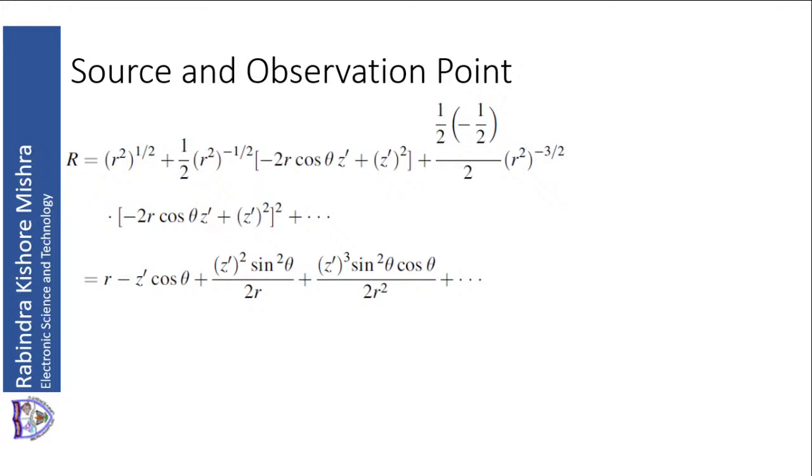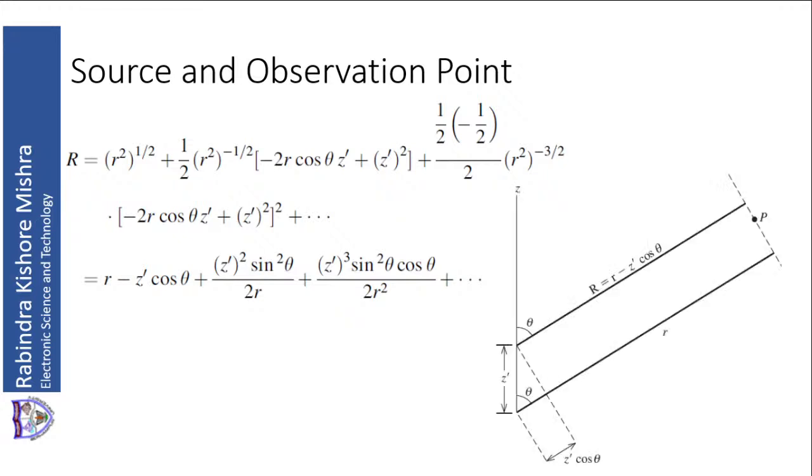So 1 by 2r, that into minus 2r cos theta z dash. So my numerator 2, denominator 2 will cancel out, minus will be there. Then r in the numerator, r in the denominator, that will cancel out. So that will leave out z dash cos theta. Then plus z dash square sin square theta by 2r plus z dash cube sin square theta cos theta by 2r square plus other higher order terms.